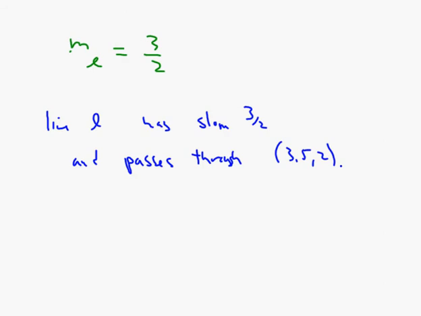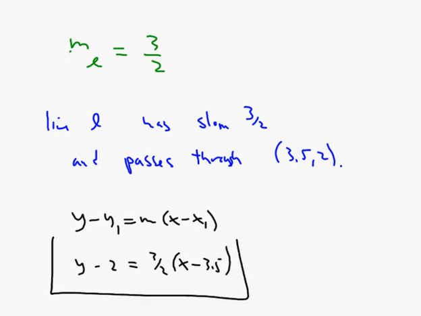The point slope form of a line looks like this. Y minus y1 equals m times x minus x1. So y minus 2 equals 3/2, x minus 3.5. So this is the equation of all, or I should say the locus of points equidistant from the points 2, 3, and 5, 1. Okay?